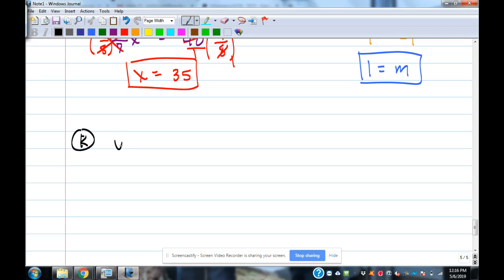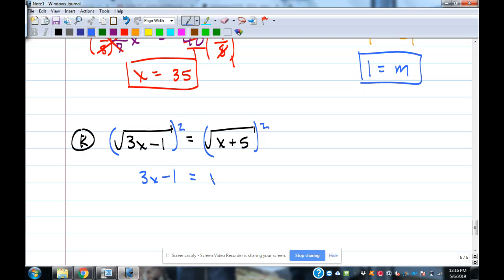Let's do this one. This one, square root of 3x minus 1 equals square root of x plus 5. Again, is there anything that's not inside of the square root? No, both sides are square root, everything contained. So I'm going to square both sides to get rid of it. 3x minus 1 is equal to x plus 5.